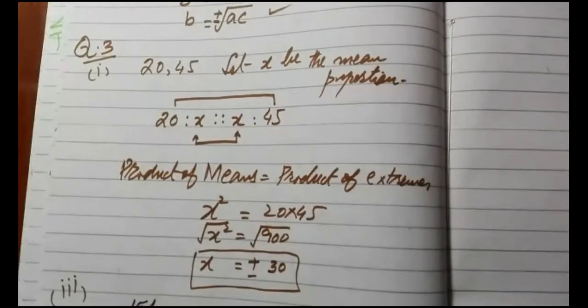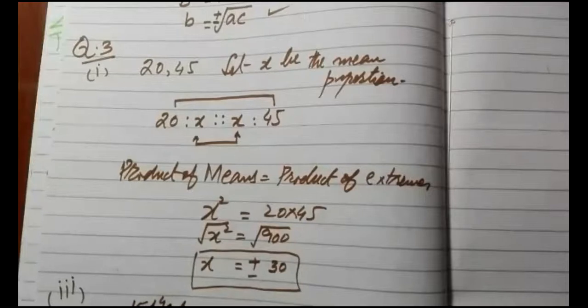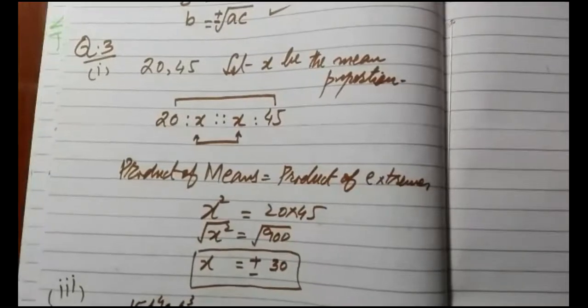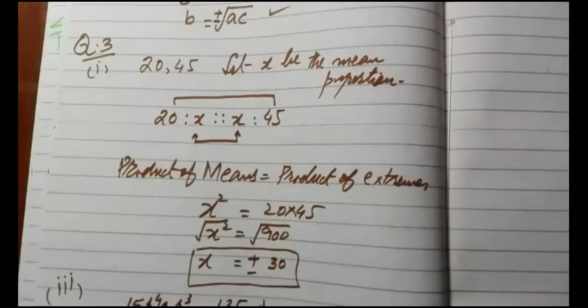15 p raised to power 4 q r raised to power 3 and 135 q raised to power 5 r raised to power 7. So this is the statement.